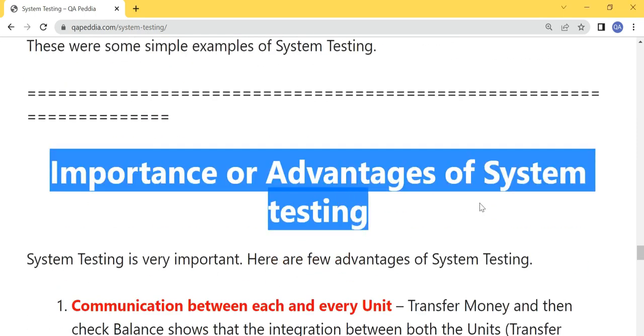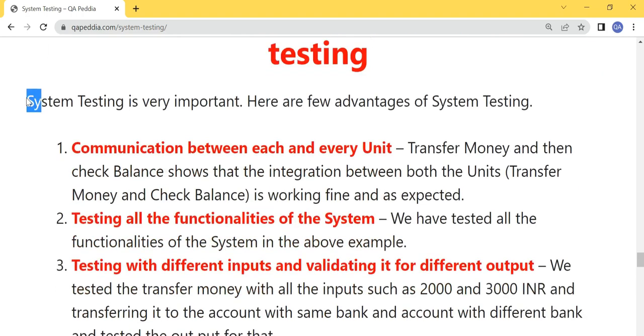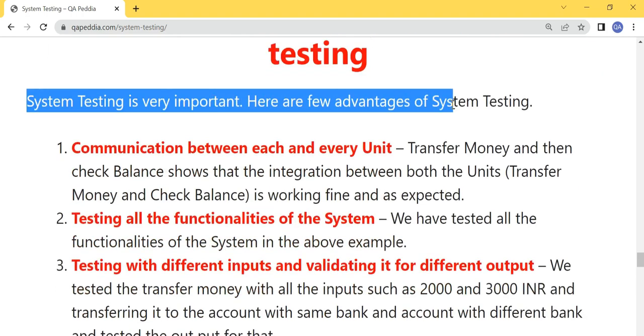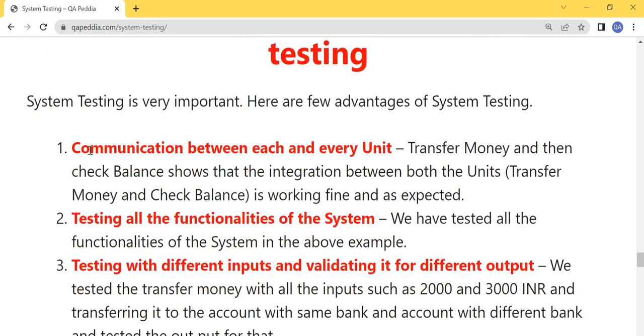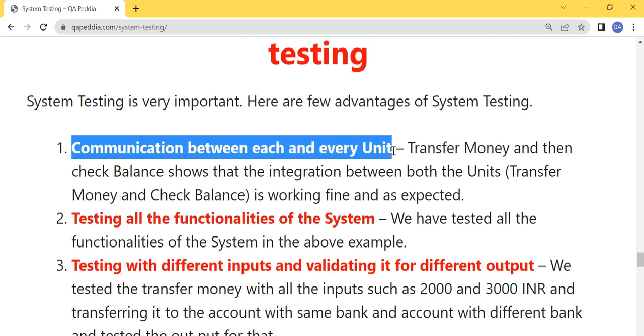Importance or advantages of system testing. System testing is very important, and here are a few advantages of system testing. The communication between each and every unit.